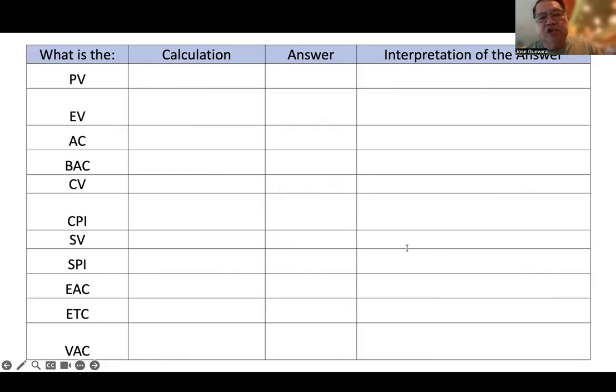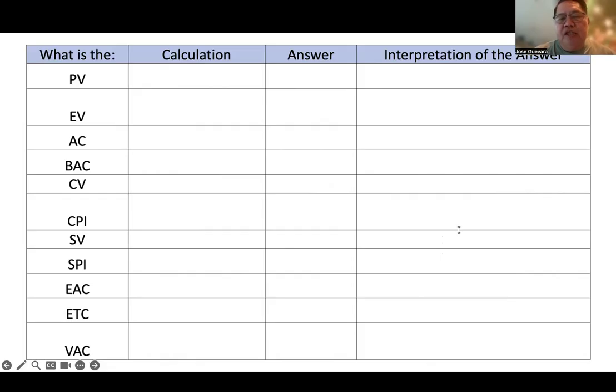cost variance, cost performance index, schedule variance, schedule performance index, and finally calculate the forecasting measures of estimate at completion, estimate to complete, variance at completion. As you complete each calculation, don't stop with just the formula or the numerical answer. The most important part of earned value management is the interpretation.